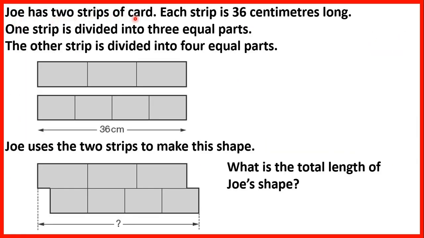Joe has 2 strips of card. Each strip is 36 centimetres long. One strip is divided into 3 equal parts. The other strip is divided into 4 equal parts. Joe uses the 2 strips to make this shape. What is the total length of Joe's shape?